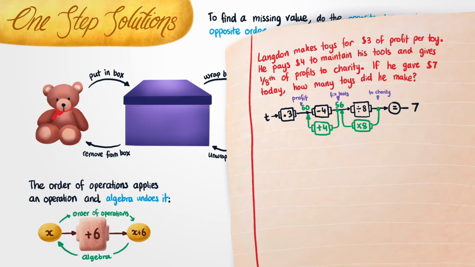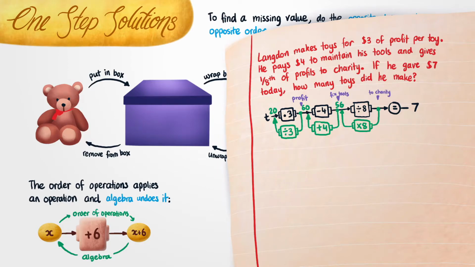Well, the last thing to do is to undo this multiplication by 3. We know that the opposite of multiplying by 3 is dividing by 3. So we have to divide by 3 to go from here to here. Well, as we know, 60 divided by 3 is the same thing as 20. So that means, today, Langdon made exactly 20 toys.